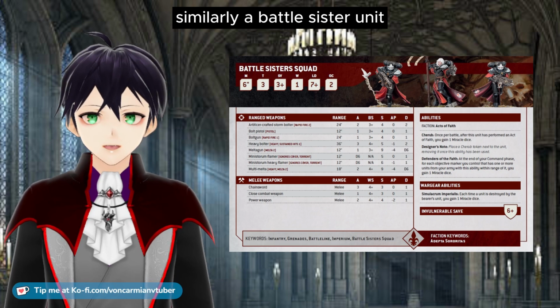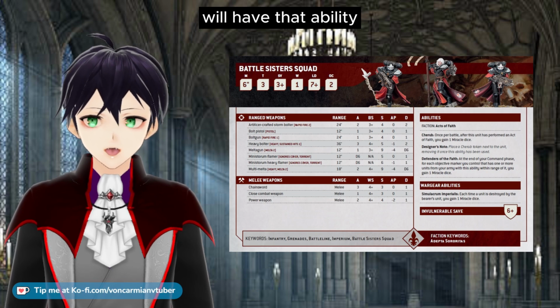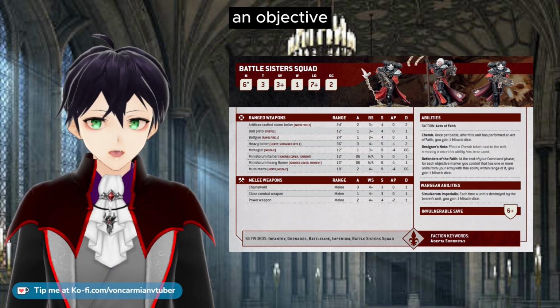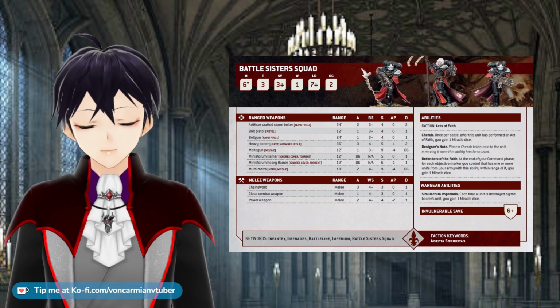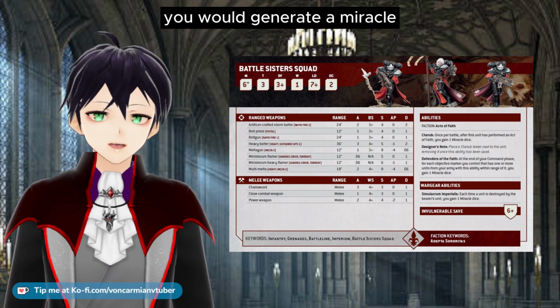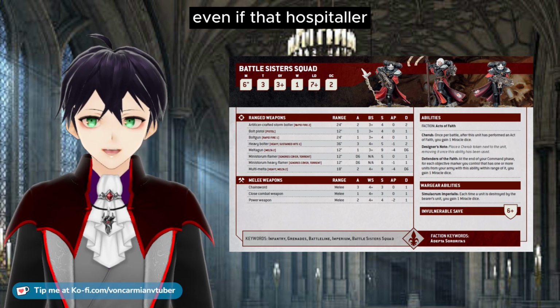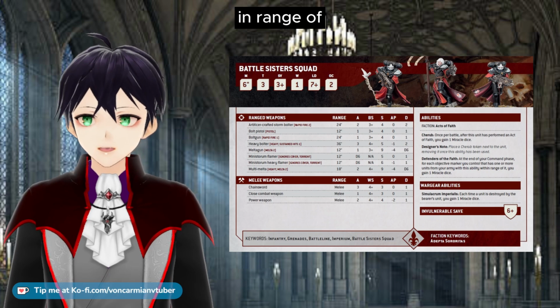Similarly, a Battle Sister unit has Defenders of the Faith, so all the models in that squad will have that ability. So if you had an objective that had the Hospitaller in a unit of a squad of Battle Sisters on that objective, you would generate a miracle dice from it, because you have a model from that unit on that objective, even if that Hospitaller is the only model in range of the objective.